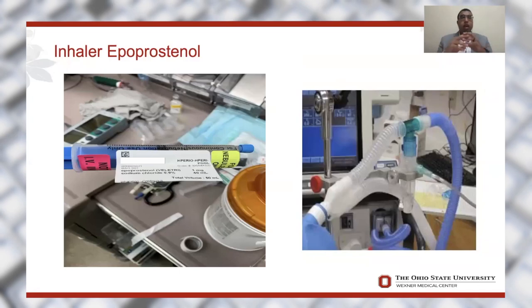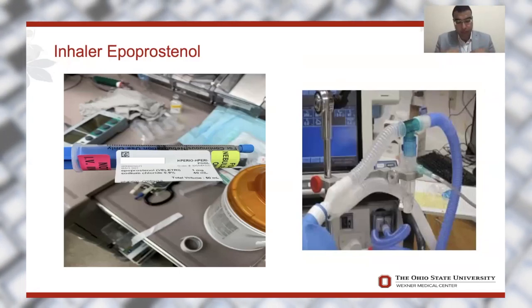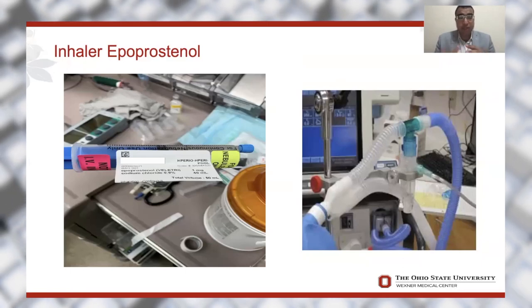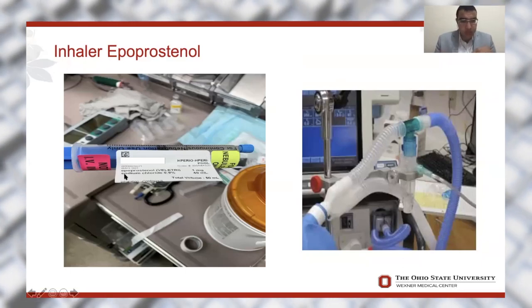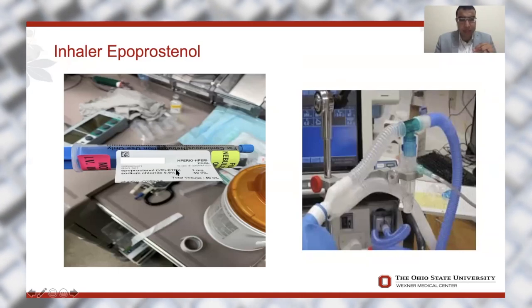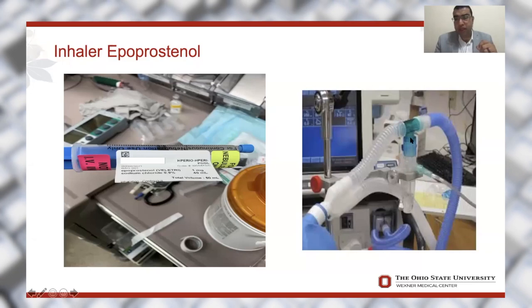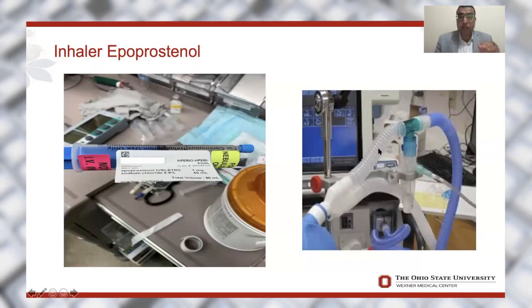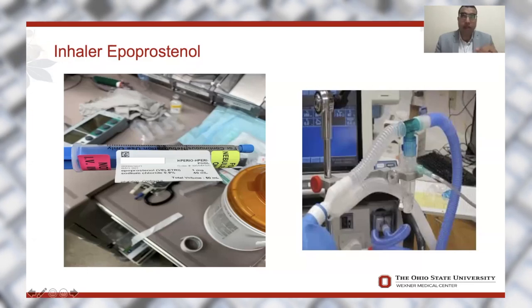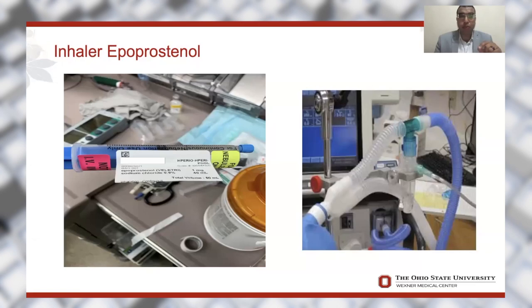The inhaled epoprostenol is a prostaglandin that works as a pulmonary vasodilator. As we can see here, this is the pre-made syringe containing about 1 milligram of epoprostenol, and we put it in this inhaler connected to the inspiratory limb. This is a daily routine in lung transplant: we put the inhaled epoprostenol.